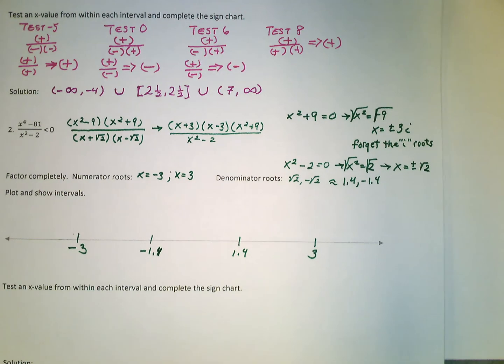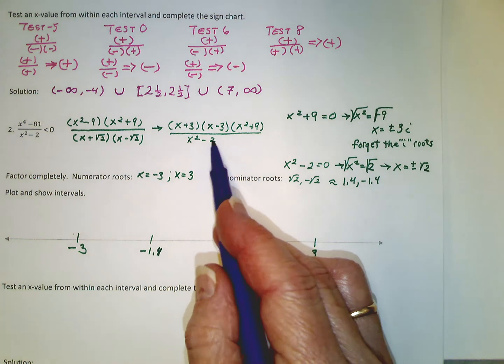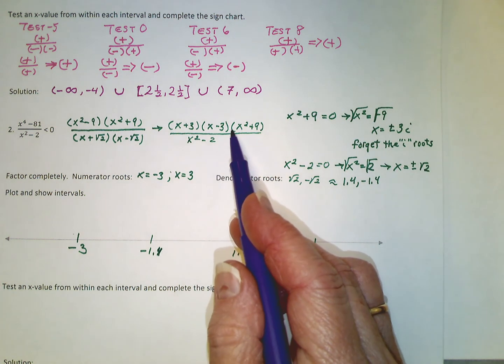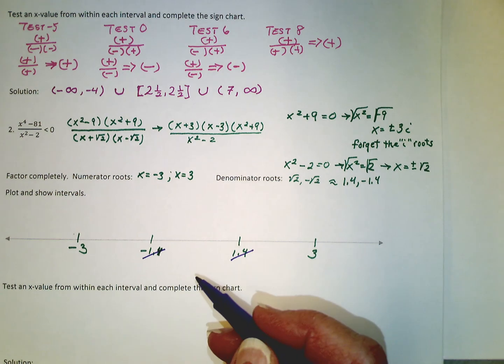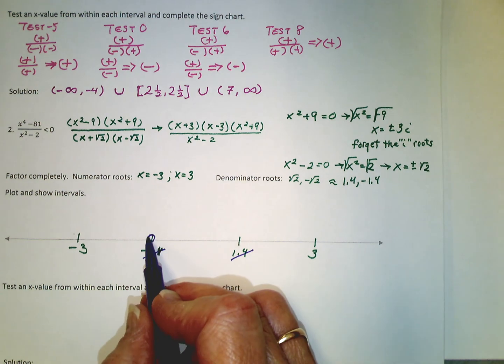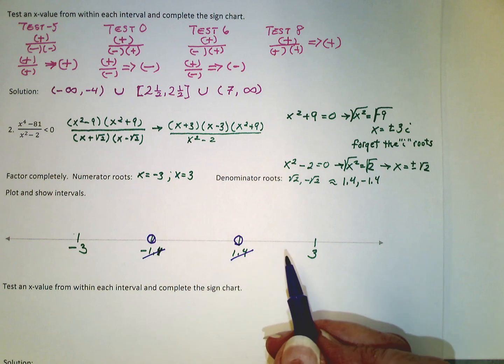And we know that because these will make the denominator turn into a 0, which is a bad thing, we are not going to use those values in our final answer. I'm going to put an empty circle here, empty circle there. Can't use them in the final answer.